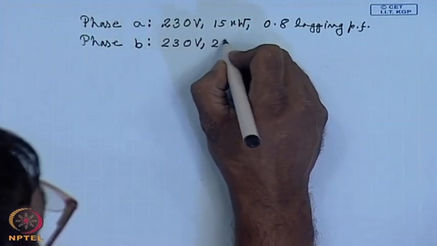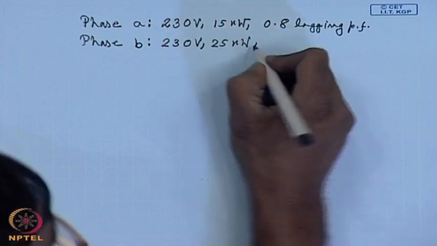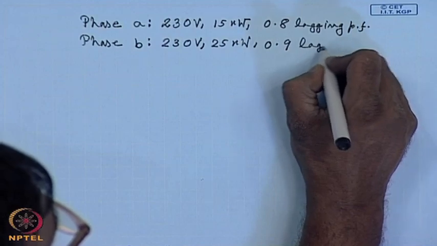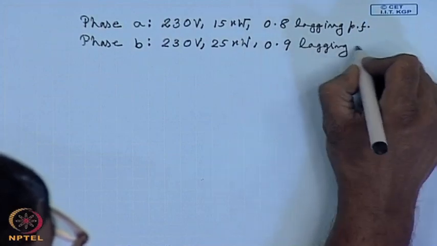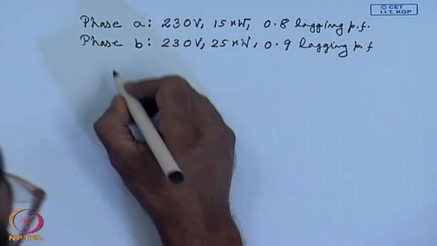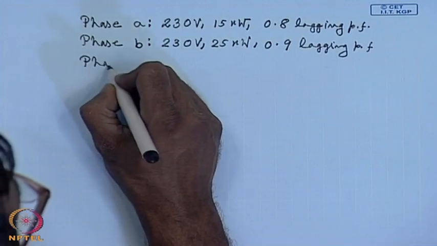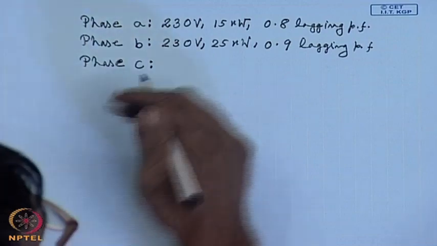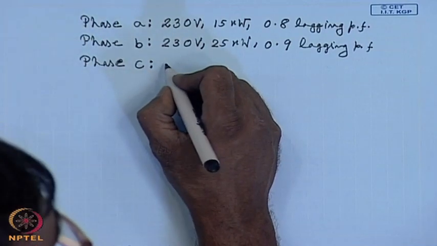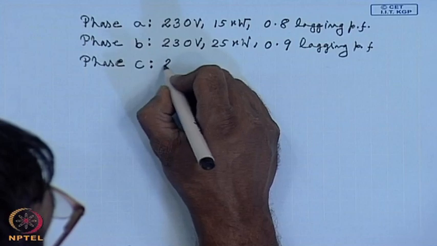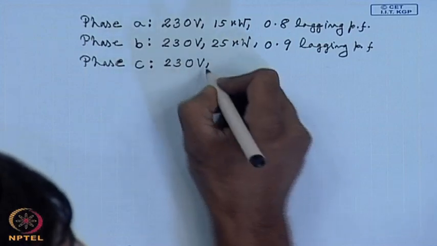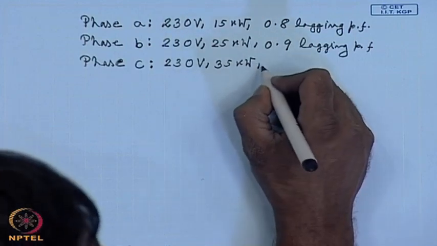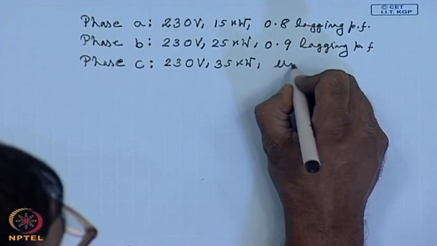This is 230 volt, 25 kilowatt with 0.9 lagging PF, and phase C, a 3-phase transformer is supposed to supply this kind of loads: 230 volt, 35 kilowatt at unity power factor.